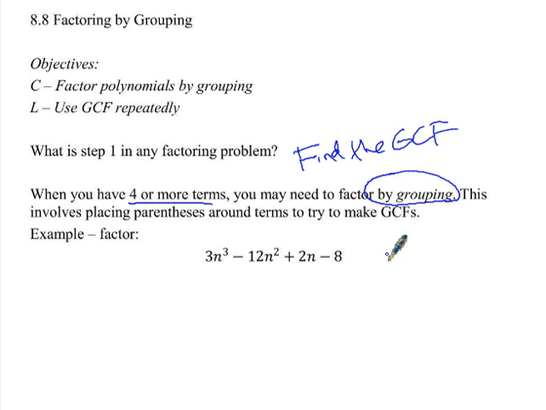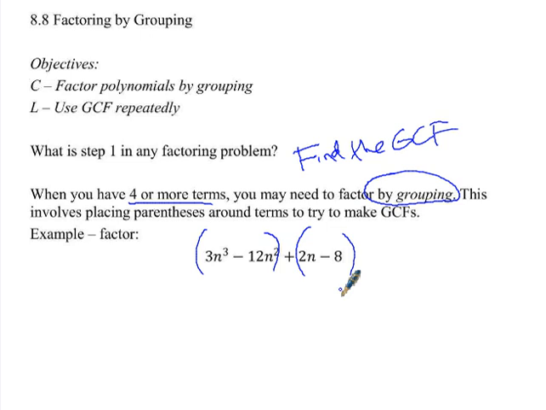Here's what you're going to do. Most important 10 seconds of class right now. Put parentheses around the first two terms. Put parentheses around the last two terms, and I'm going to leave that plus sign in the middle. What I've done is I've grouped these two terms, and I've grouped these two terms. Remember, parentheses are called grouping symbols. Now I've made two groups.